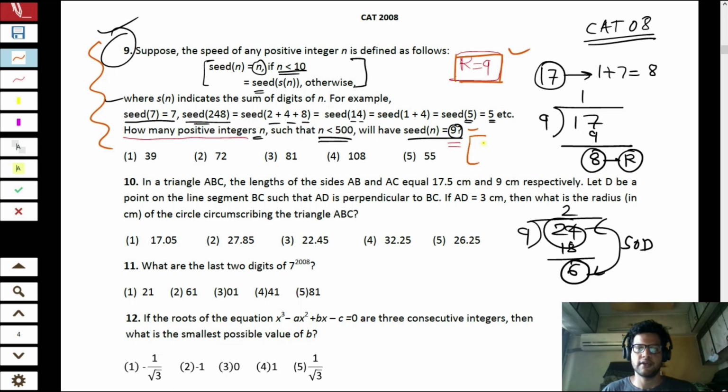How do we find that? We just find the quotient of 500 divided by 9. 9 5s are 45, 9 5s are 45. So there are 55 numbers between 1 to 500 whose seed is 9. So that's your answer.